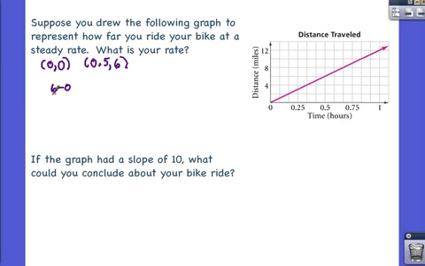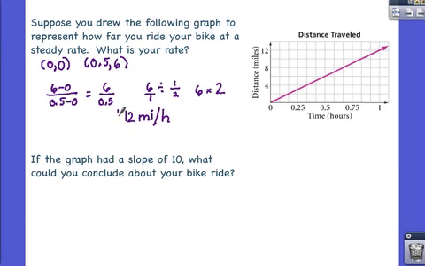y2 minus y1 over x2 minus x1, which is 6 over 0.5. Now to simplify this, you can think of it as 6 divided by 1/2, which is 6 over 1 divided by 1/2. And to divide fractions, we would do 6 times the reciprocal of 1/2, which is 2. And therefore, the answer is 12 miles per hour.